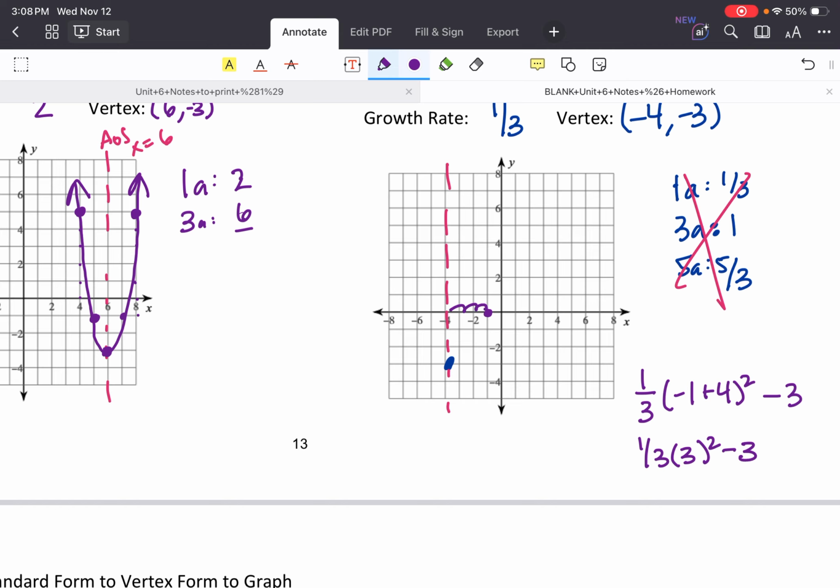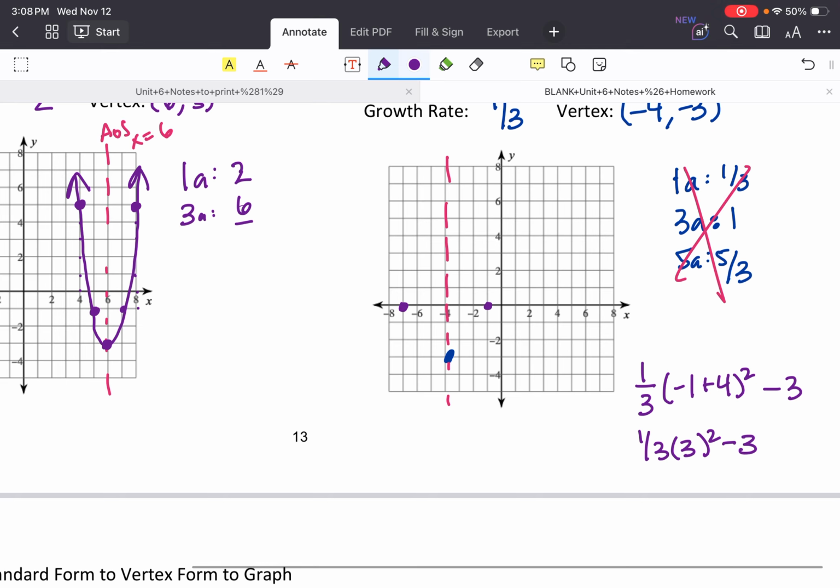So 1, 2, 3 to the right was 0, which means 1, 2, 3 to the left is 0. And we're going to call it good for this 1/3. We've got 3 points in there. We would like 5, but we're going to call it good. We can label our vertex right here. If it asked me to label my vertex, it happens at -4, -3, and that's my vertex.